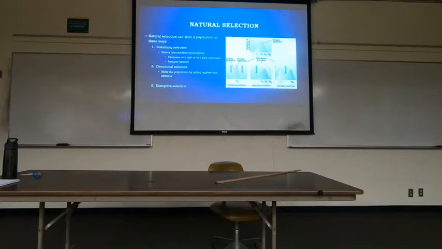Directional selection is going to shift the population in one direction or the other by acting against one extreme but not the other. And then disruptive selection we just discussed is going to select against the intermediate phenotype, selecting for both extremes, and this one is what's most likely to result in new species.